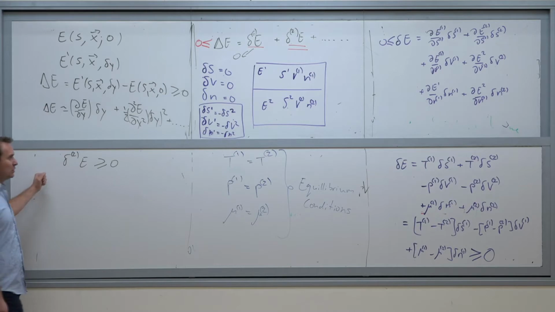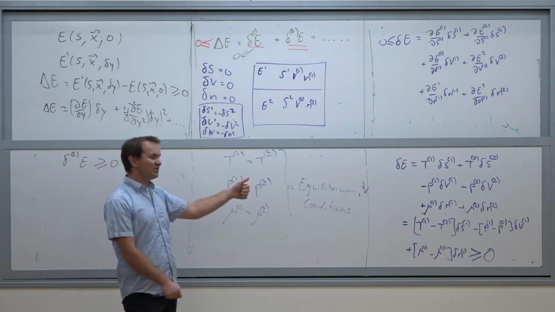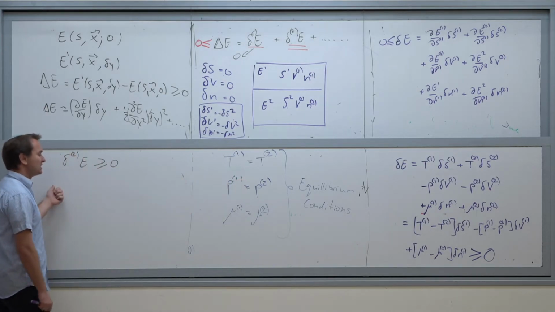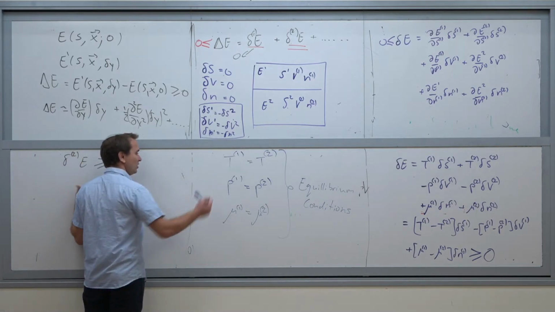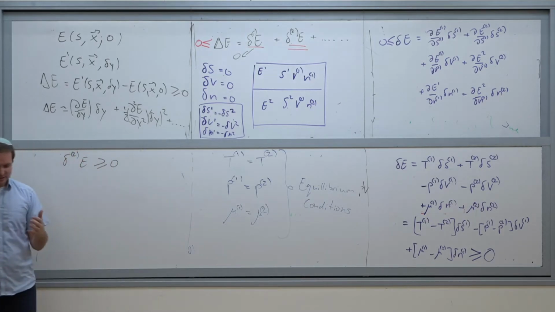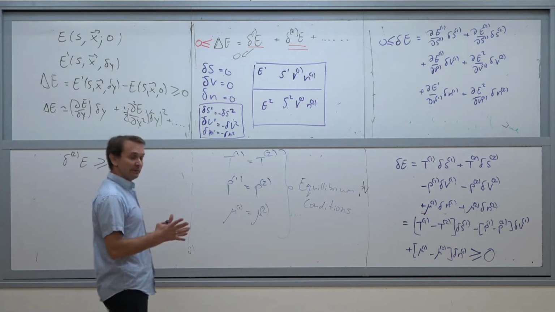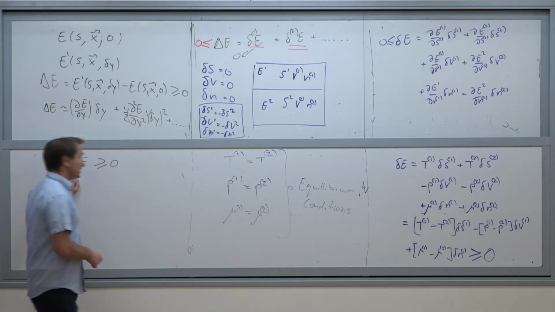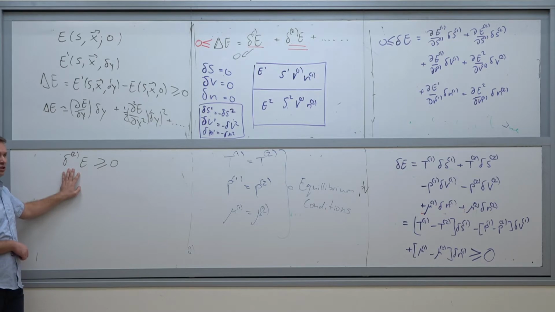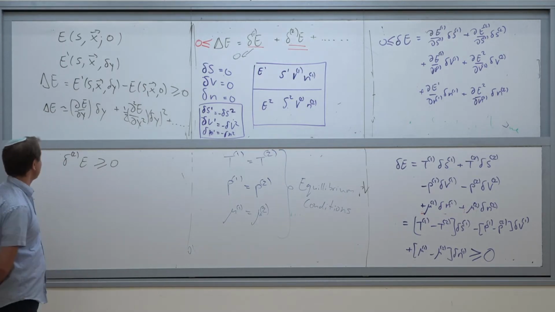Now the difference between the results that we obtained from the first variation and the second variation is that the first variation says something about the conditions at equilibrium. The second variation will tell us the conditions to reach equilibrium. Okay, we'll see it in a second.